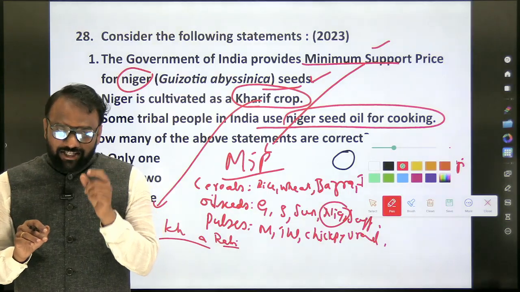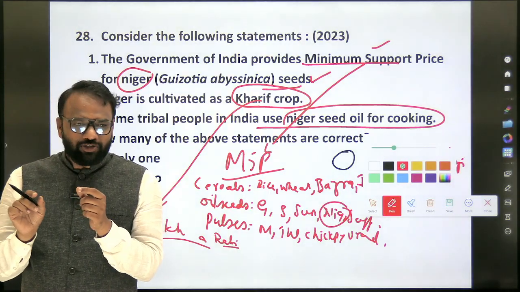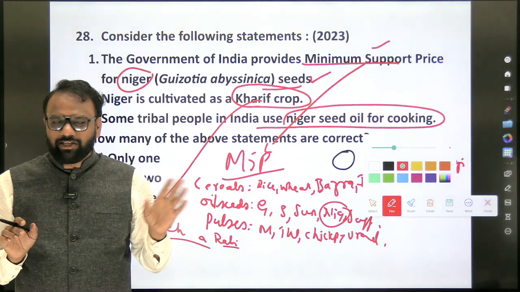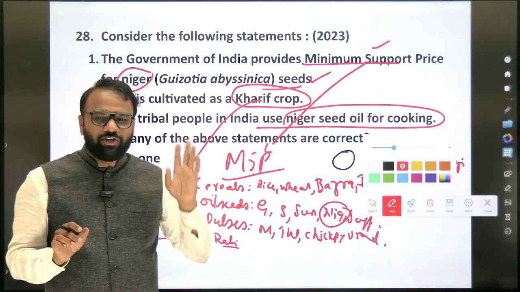See, when we see Niger, it's an edible content. So its oil can be used for cooking purpose. But if they mention castor, it's not possible. Okay, it's not possible. So that basic understanding also is important.